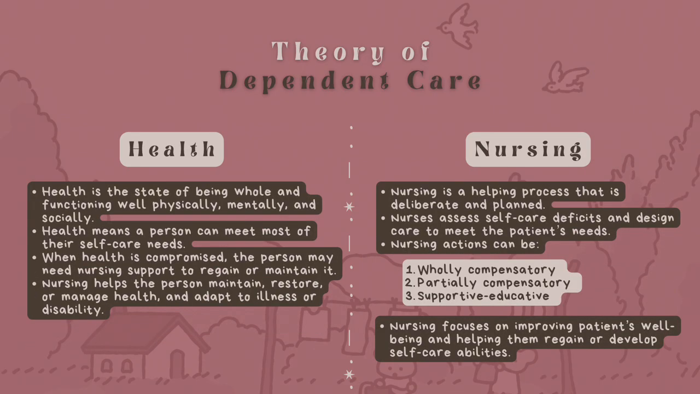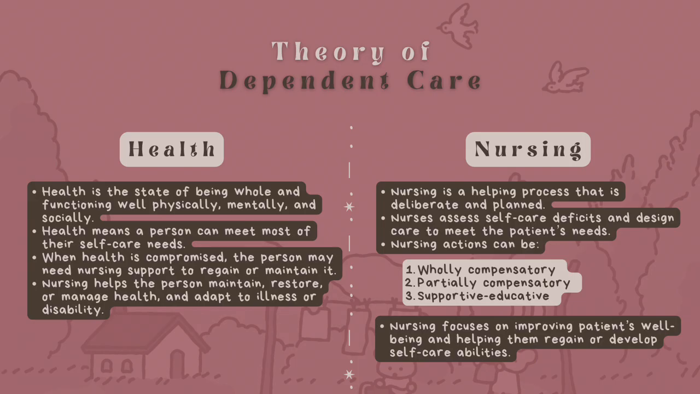Third, we have health. Sa health naman, the concept is holistic. Physical, mental, social well-being. The whole and functional, physical, mental, and socially. Health means a person can meet most of their self-care needs. When health is compromised, the person may need nursing support to regain or maintain it. Nursing helps the person maintain, restore, or manage health and adapt to illness or disability.